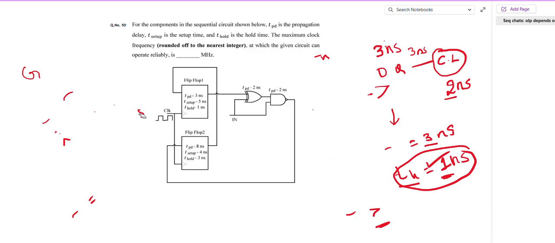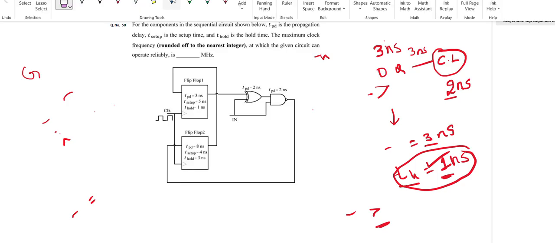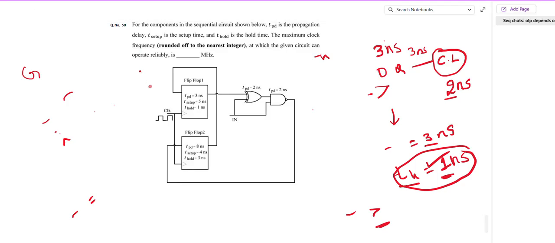So just here if I apply my clock, at 0 nanosecond both flip-flops are connected to the same clock, so simultaneously they are triggered. The first flip-flop produces output at 3 nanosecond, the second flip-flop produces output at 8 nanosecond. Now this second flip-flop output is straight away connected to the first flip-flop input.